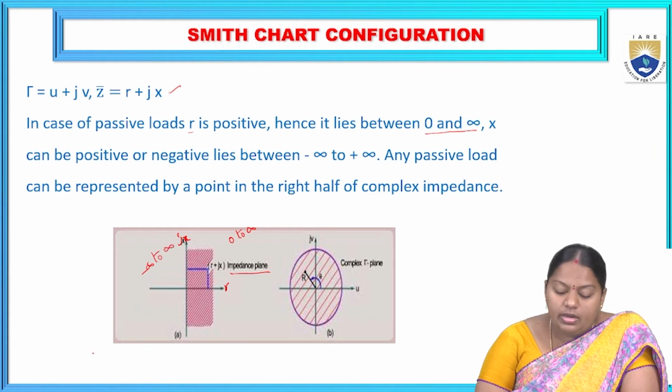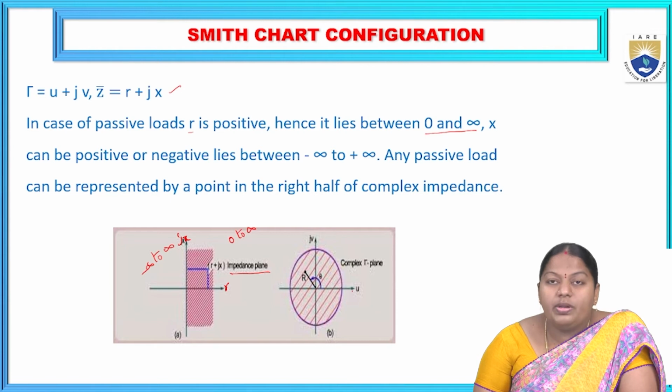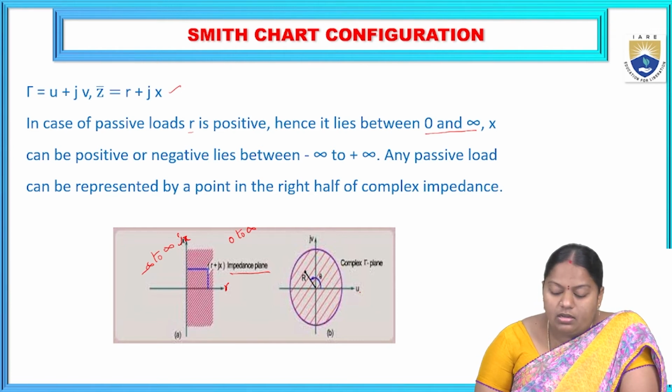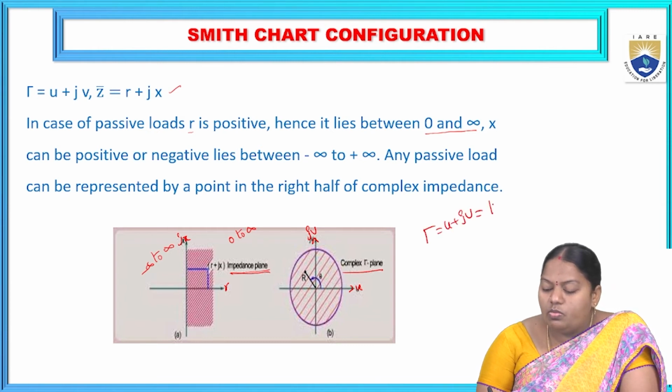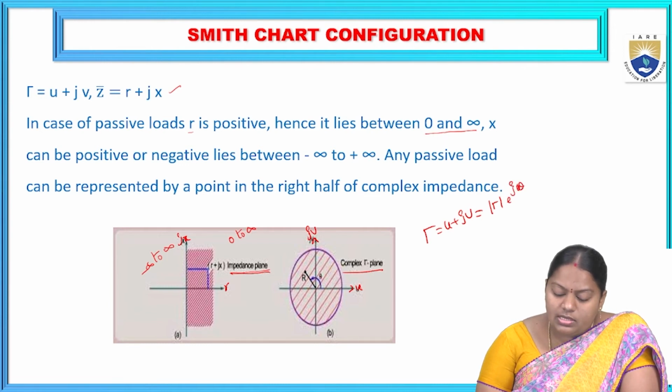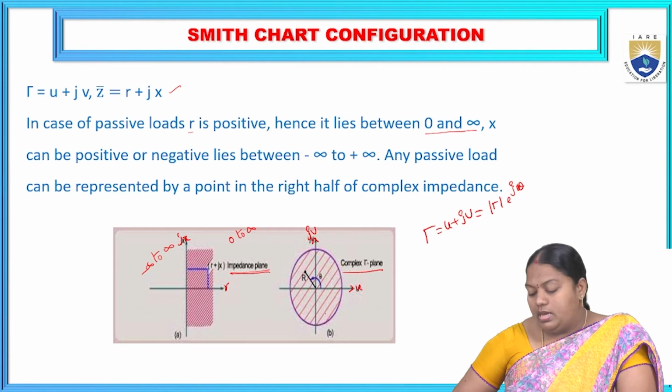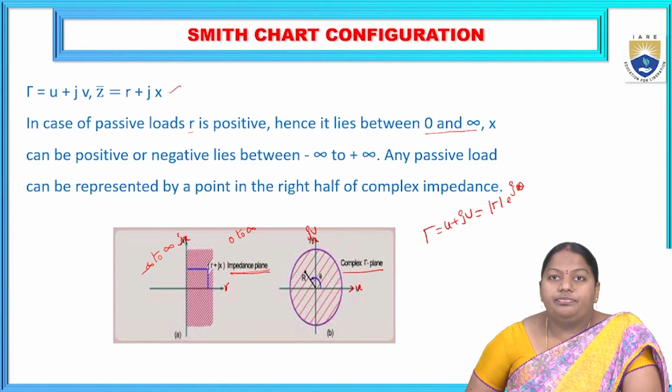So here if you observe, this is the complex reflection coefficient plane, and our real term is considered on the x-axis and the imaginary part on the y-axis. So this is u and here it will be jv, right? So this is the impedance plane and here it is the complex reflection coefficient plane. As we know, gamma equals u plus jv, which is equal to modulus of gamma into e power j theta, right? Where this theta can be considered like this between the real and imaginary terms.